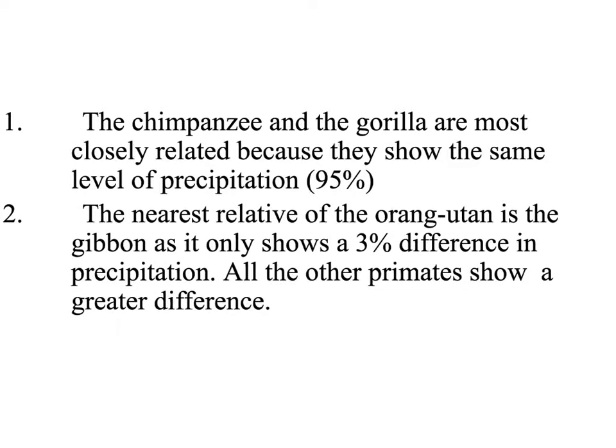So in terms of exam phrasing, this would be the type of thing it would be looking for you to say, just that the chimp and the gorilla are more closely related because they show the same level of precipitation, and quote that actual answer at 95%. And then the nearest relative, the orangutan, is going to be the gibbon, as it only shows a 3% difference in the precipitation level, whereas all the other primates show a greater difference. So just pick out bits of that information from the table that you can use to make a comparison.